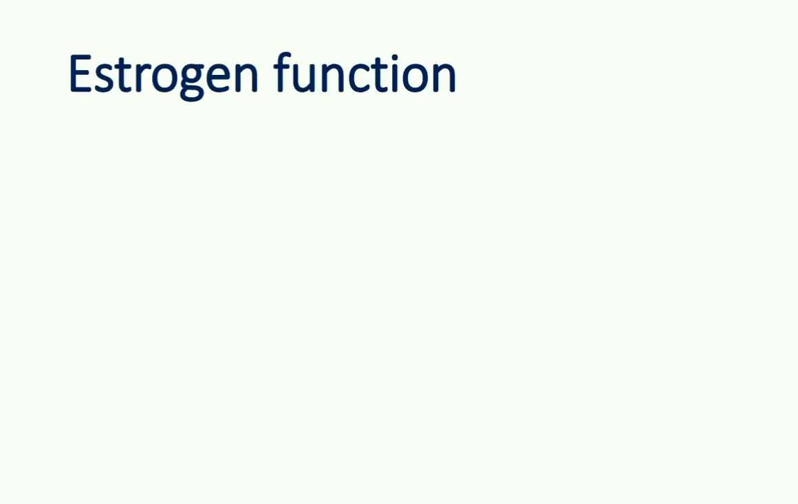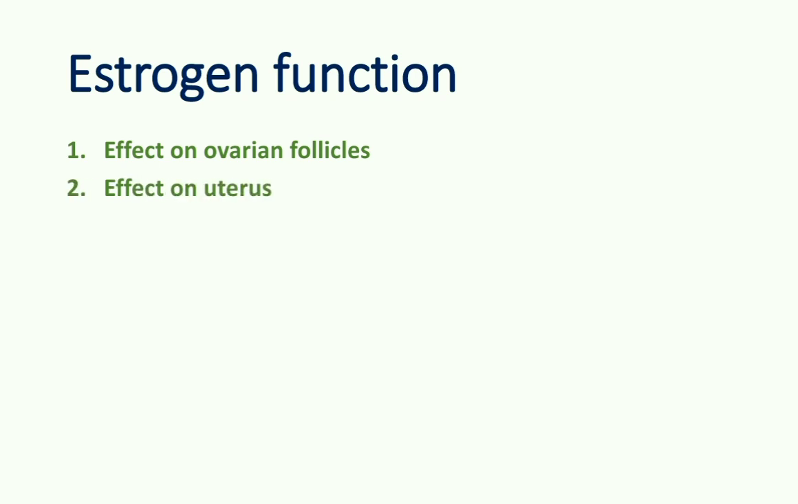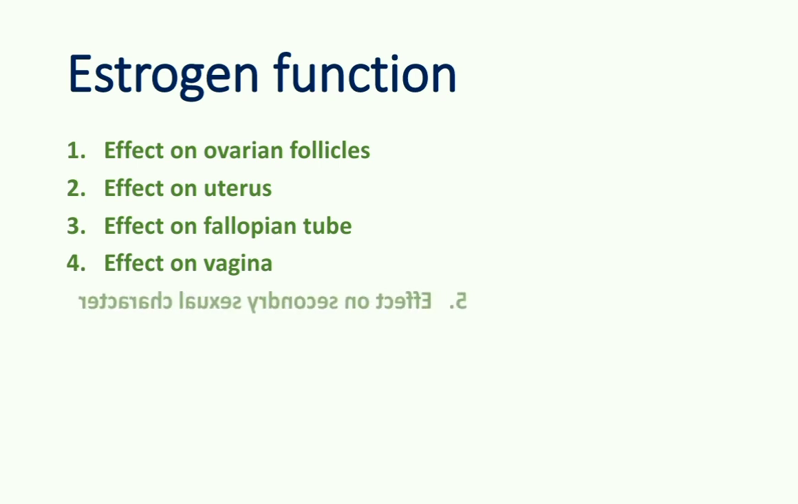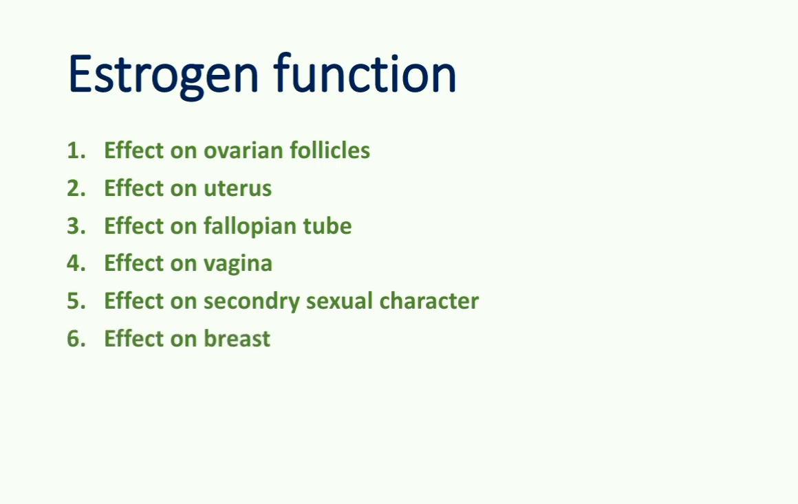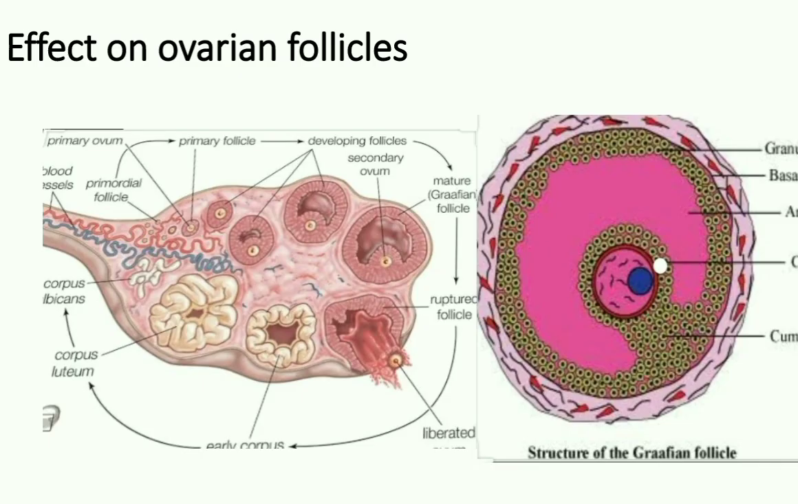Now next we will discuss the functions of estrogen. We will discuss them under the following headings. First is effect on the ovarian follicle, effect on the uterus, on the fallopian tube, and what is the effect on the vagina, and the secondary sexual characters, how it regulates the development of secondary sexual characters, and on the breast, and its effect on bone.